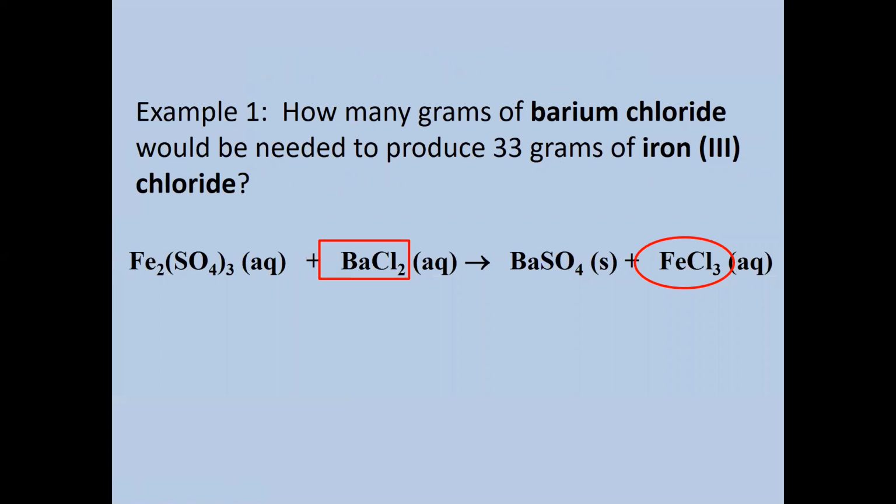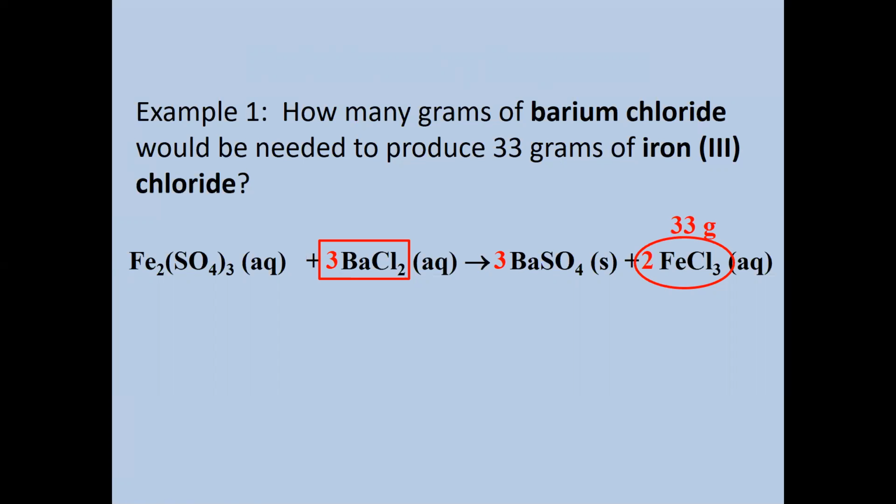In this example, how many grams of barium chloride would be needed to produce 33 grams of iron 3 chloride? So we want to make sure that we balance our reaction. You can already see that I've circled what I'm starting with and I've boxed what I'm looking for. So I want to balance this reaction. There are my coefficients.